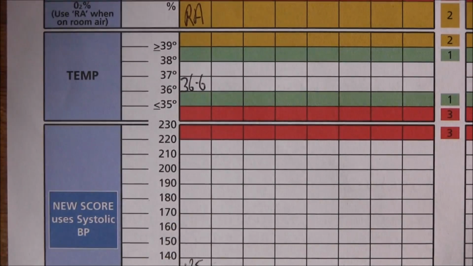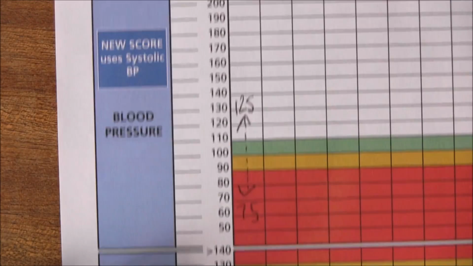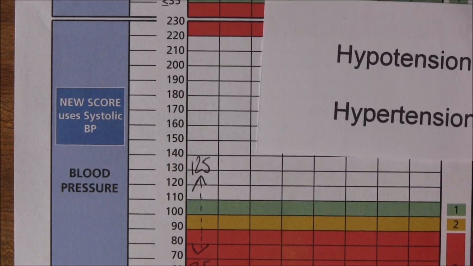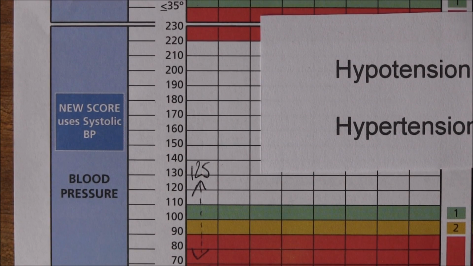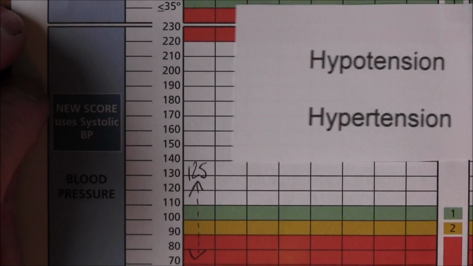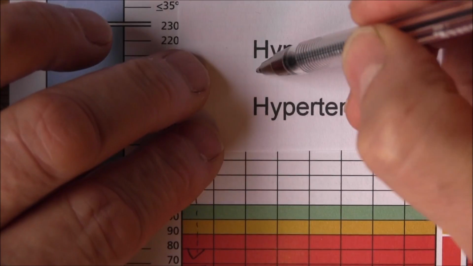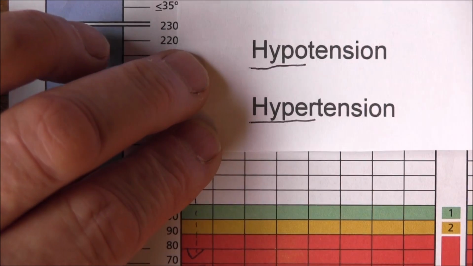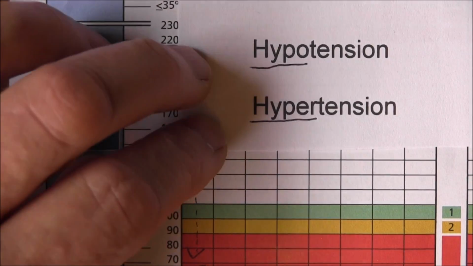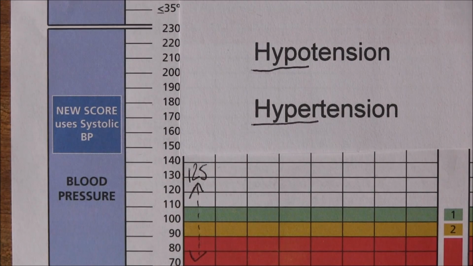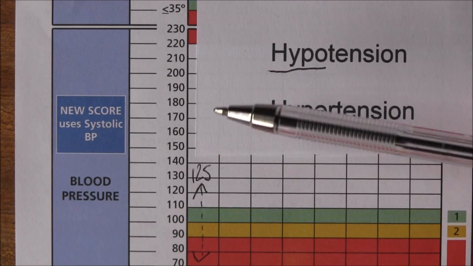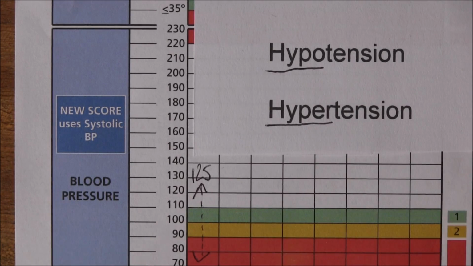Moving on to the next criteria is blood pressure. Now, a low blood pressure would be hypotension and a high blood pressure would be hypertension. So again, hypo, low, hyper, high. Hypo rhymes with low. Tension, the pressure. And when we're talking about hypo and hypertension, in this context, we're always talking about the blood pressure within the systemic arterial system.